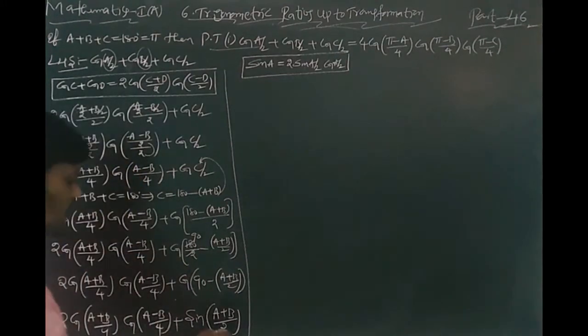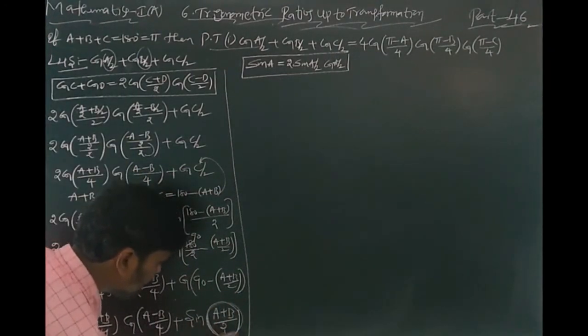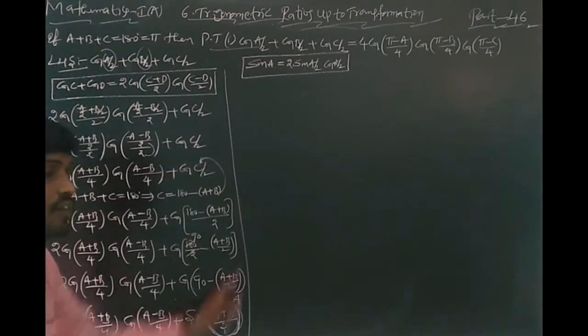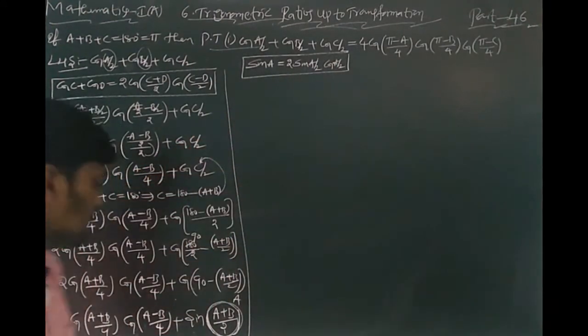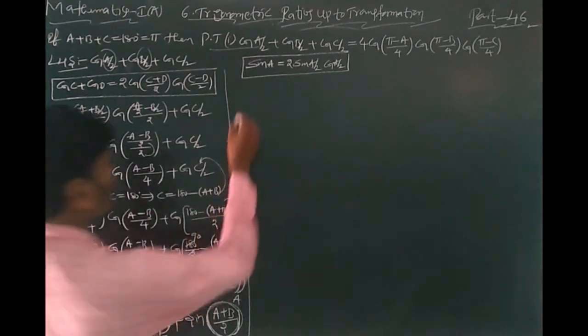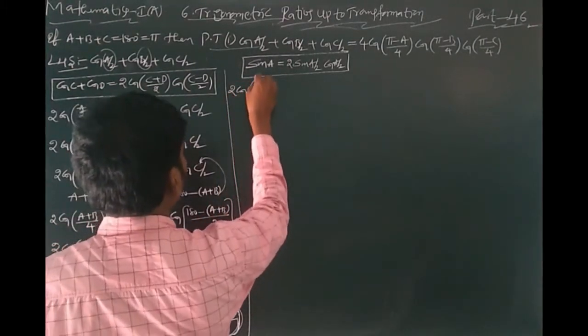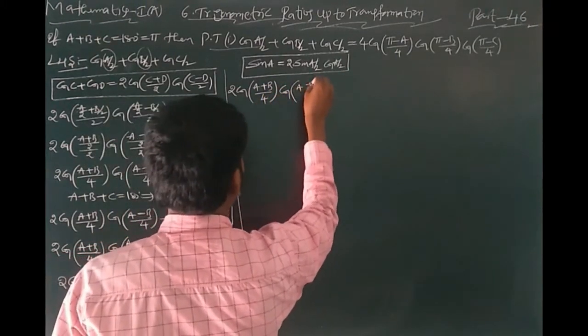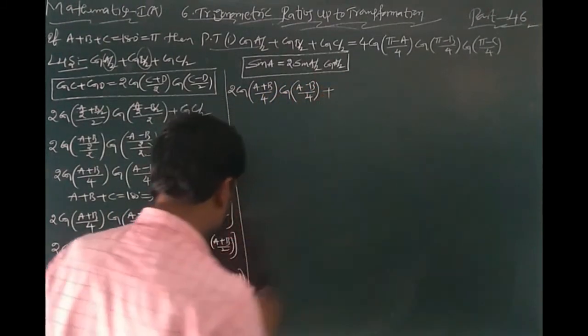In this formula you can use this. This total you have to take a sin a form. Which form? Sin a form. What is the formula? 2 sin a by 2 cos a by 2. Similarly, first term is unchanged. 2 cos of a plus b by 4 into cos of a minus b by 4 plus sin a formula.